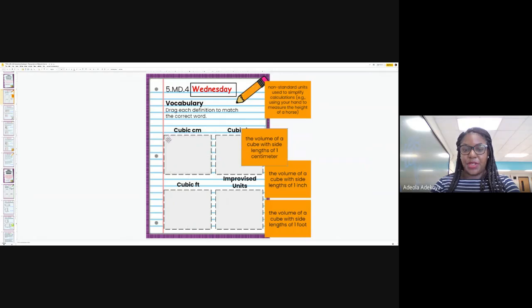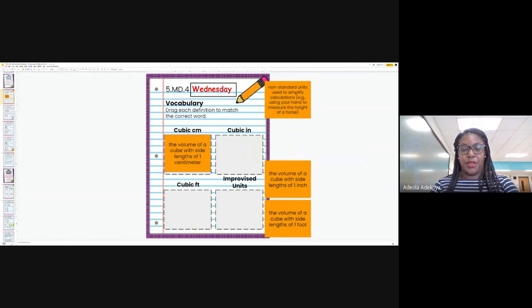It's really important that we pay attention to the units that it's being measured in. When you see centimeters, our answer for our volume would be in cubic centimeters. So what are cubic inches? The cubic inch is the volume of a cube that has its sides in at least 1 inch, so when we're measuring in inches.